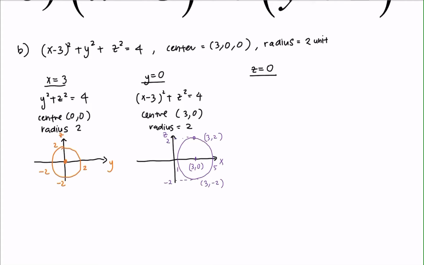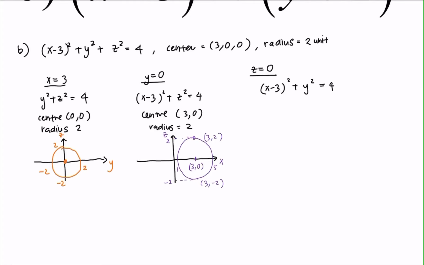Now the last one, the last trace, which is z equal to 0. We just substitute in, and we will have (x minus 3) squared plus y squared equal to 4, with z equal to 0 this time, at the z equal to 0 plane.